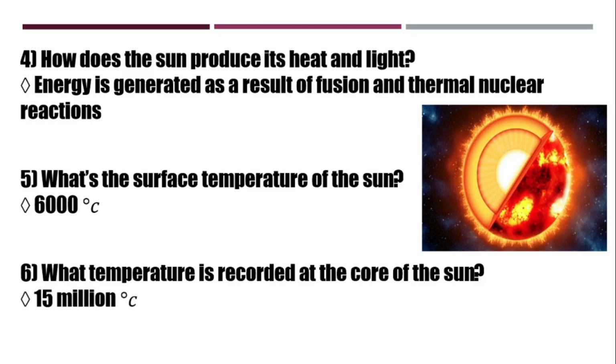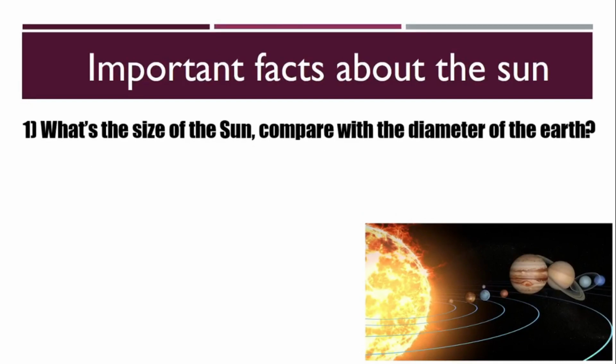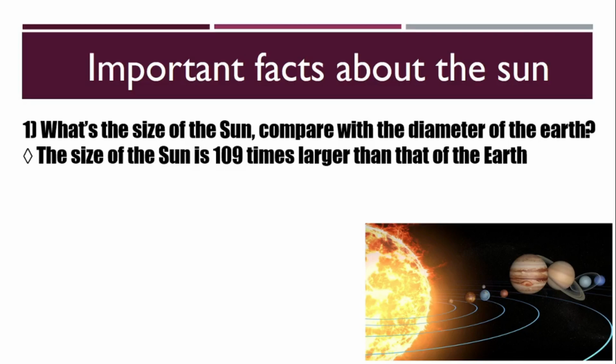What temperature is recorded at the core of the sun? 15 million degrees Celsius. Important facts about the sun. What is the size of the sun? Compare with the diameter of the earth. The size of the sun is 109 times larger than that of the earth.